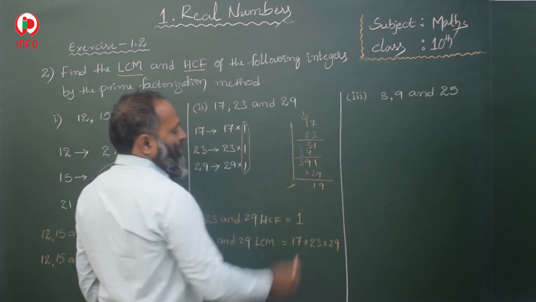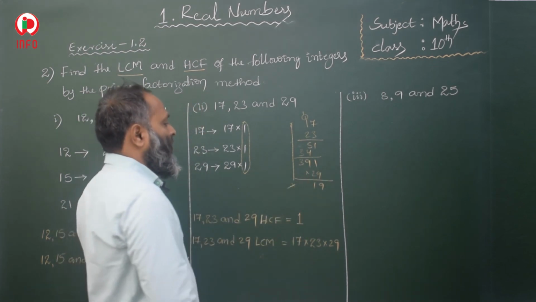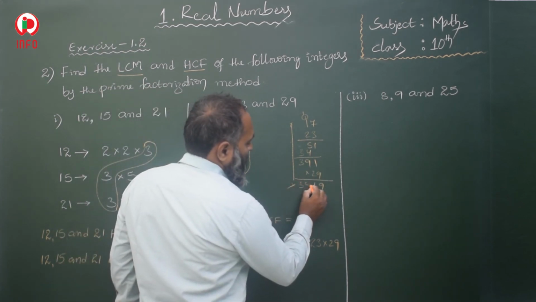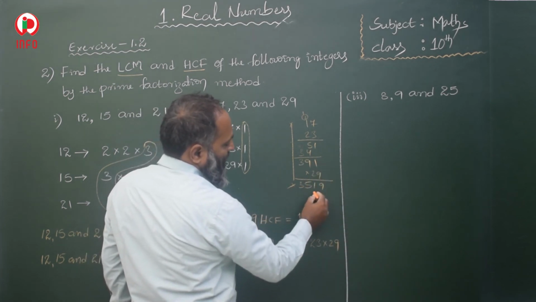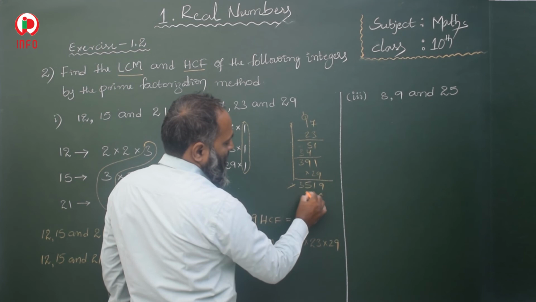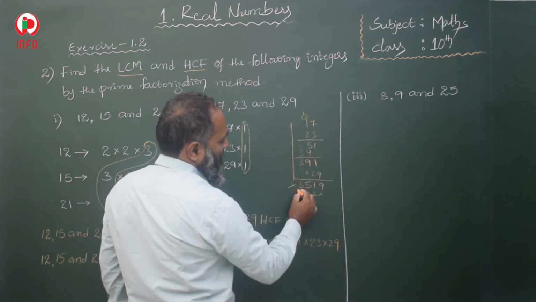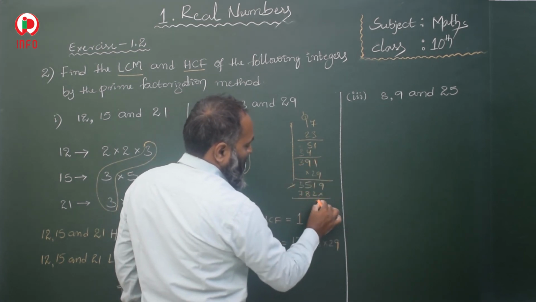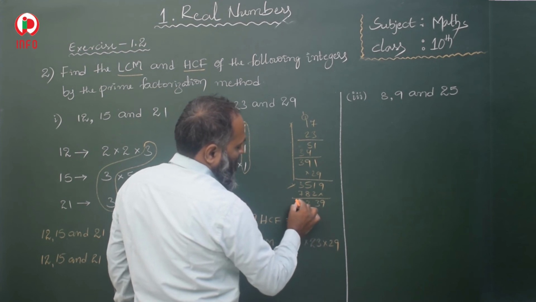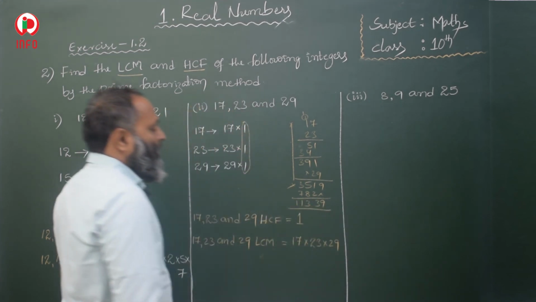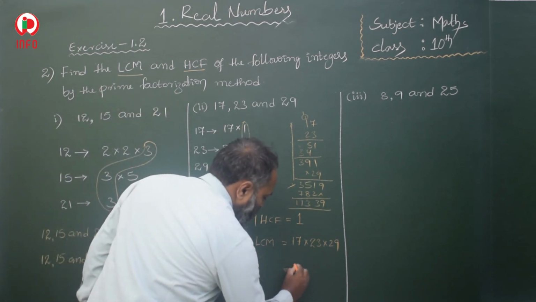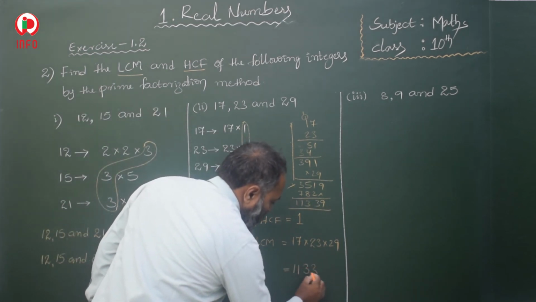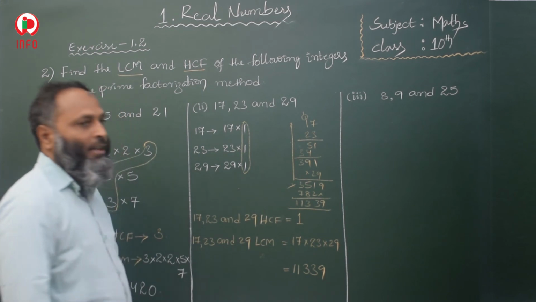So 9 nines are 81, 8, carry 8, 27, 35. Now after that 2 ones are 2, 2 nines are 18, 6, 7. Then 9, 3, 13, 11. So 11,339. This is the LCM.